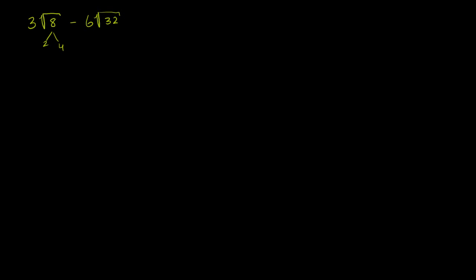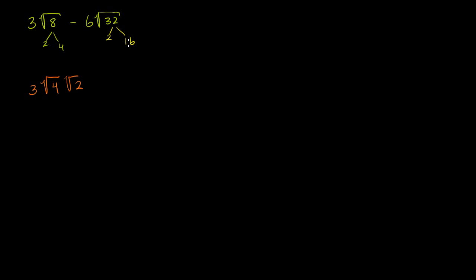So we can rewrite 3 square roots of 8 as 3 times the square root of 4 times the square root of 2. Right? This is the same thing as the square root of 4 times 2, which is the square root of 8. So this term is the same thing as that term. And then let's look at 32. We want to do the square root of 32. 32 is 2 times 16. Once again, 16 is a perfect square, so we could stop there.